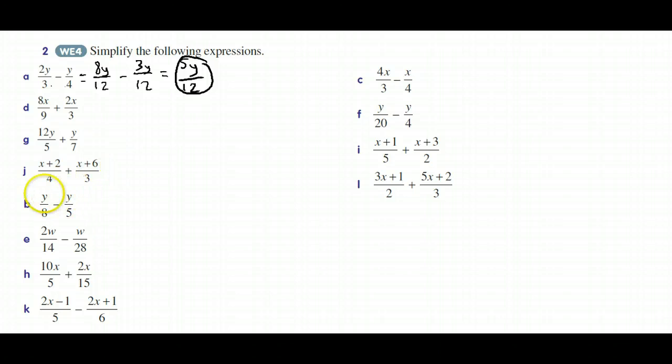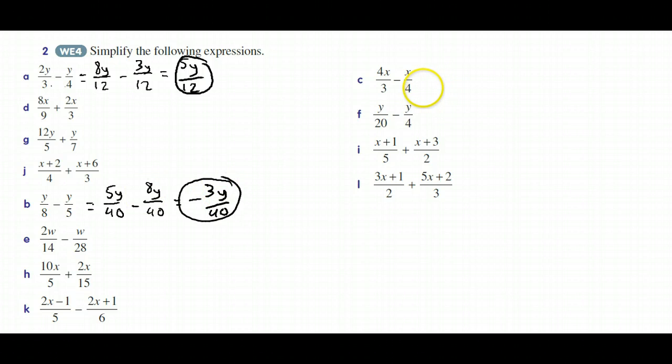Alright, now the order of these is a bit jumbled up because of the way I had to cut and paste them. We'll jump down, we'll try and do them in order. Jump down here to B, and we've got y over 8 minus y over 5. Okay, that's going to be 40 is the lowest common multiple. And to get this to be 40, we've got to multiply it by 5, so we get 5y. This has got to be multiplied by 8, so it's going to be 8y over here. And 5y minus 8y is negative 3y over 40.